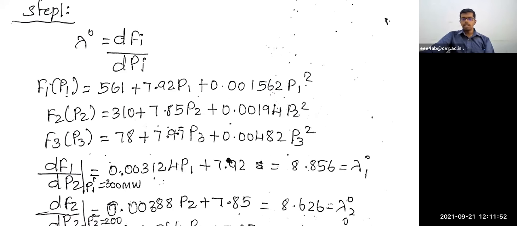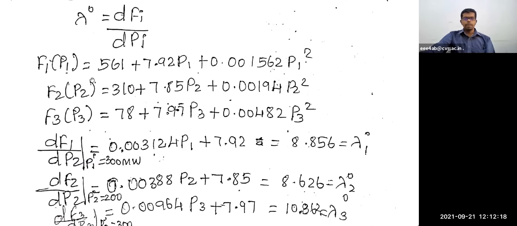After the decimal, as I said, you have to take 4 digits. Don't round it off. So by substituting 300 megawatt into dF1 divided by dP1, you will find lambda 1 naught is equal to 8.856.